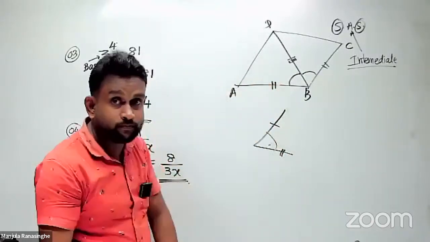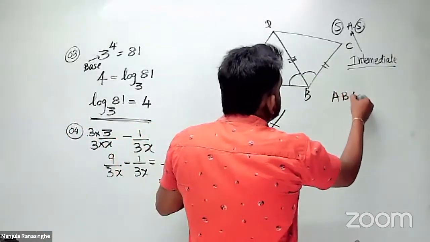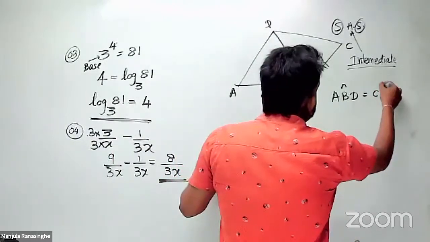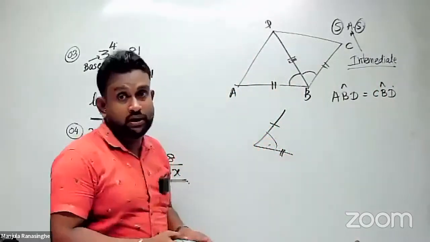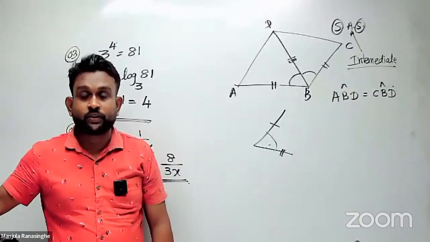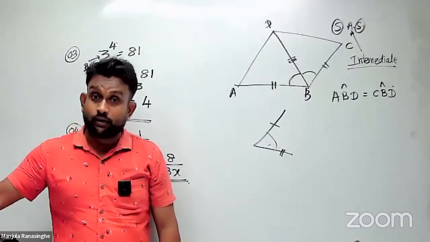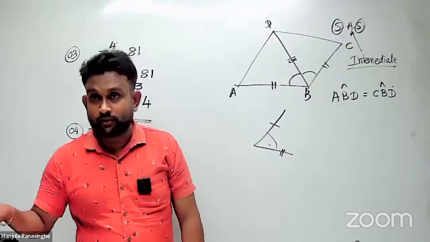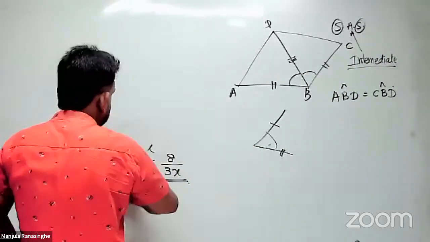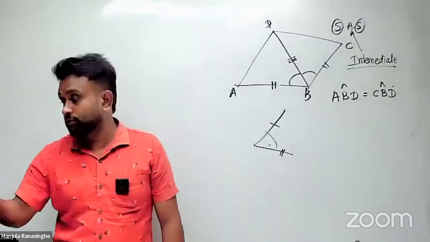That is the condition. Then what is the angle to be equal? Angle ABD equal with angle CBD. This is the requirement. ABD with CBD. So follow the condition: the angle shall be the intermediate angle. Okay, now we are moving to the next question.